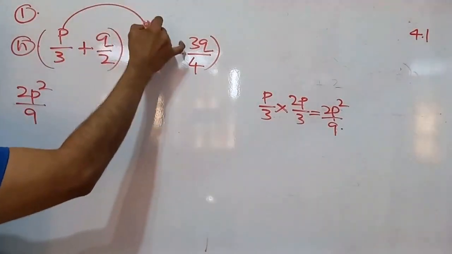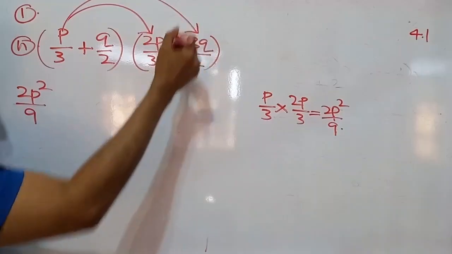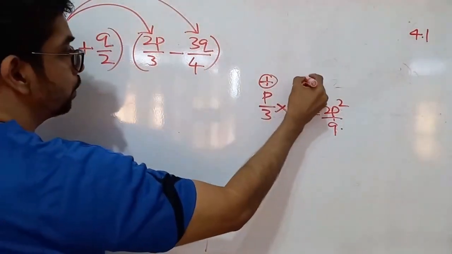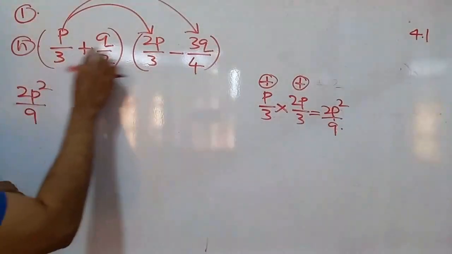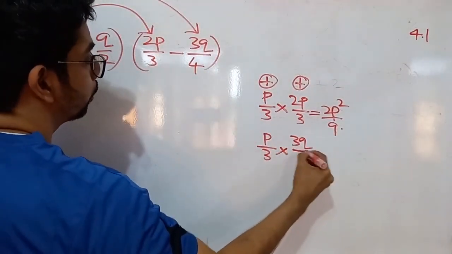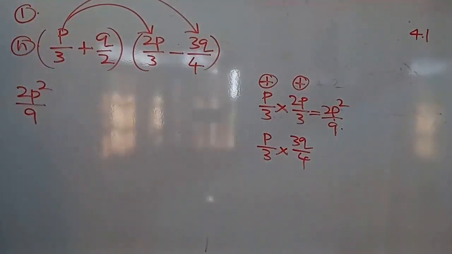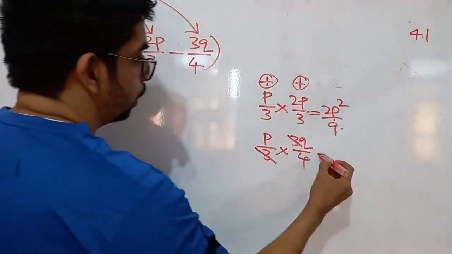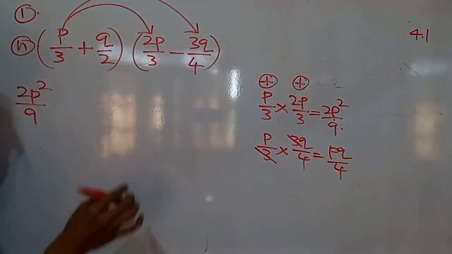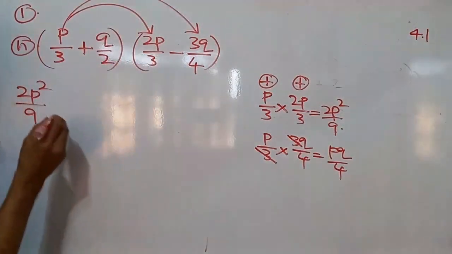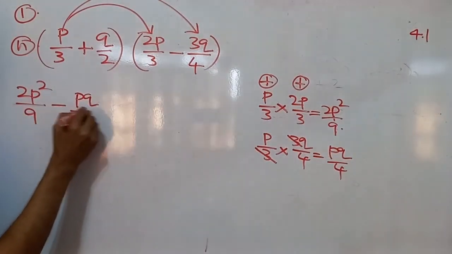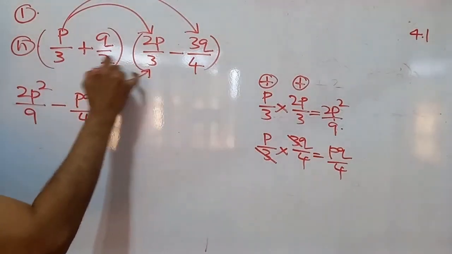ඒ මෙයාගේ. ඊළඟ මෙයාගෙනුත් වෙන්න ඕනනේ. So the symbol is what? Positive into positive, that is positive. ඊළඟ මෙයාගේ. p by 3 into 3q by 4. So we can cancel out the 3. එතකොට මෙතනින් මොකක්ද එන්නේ? pq by 4. And we have to consider the symbol. So this is positive, this is negative. So this is also negative.